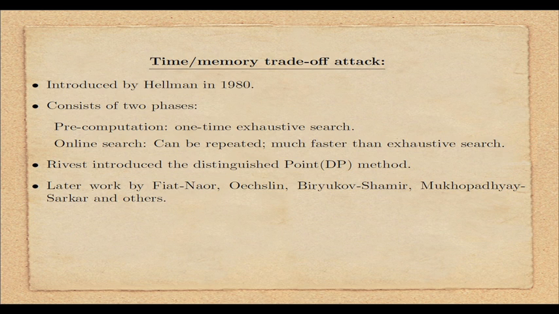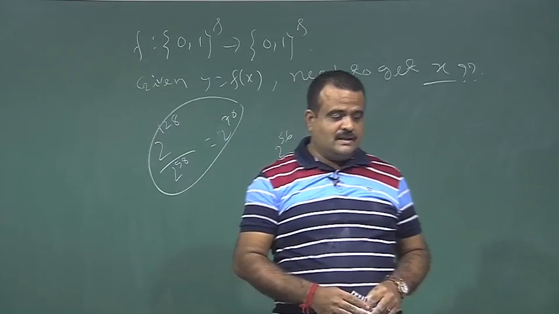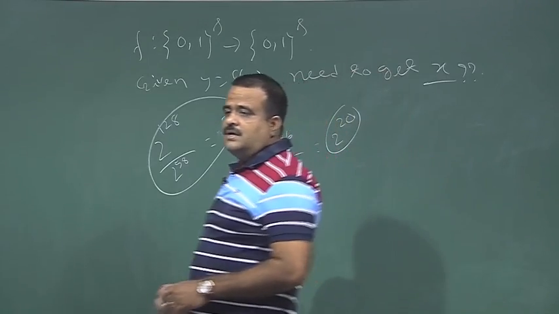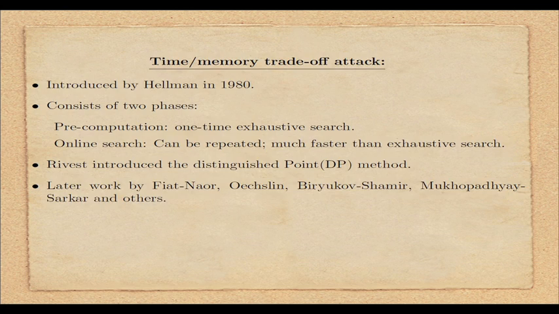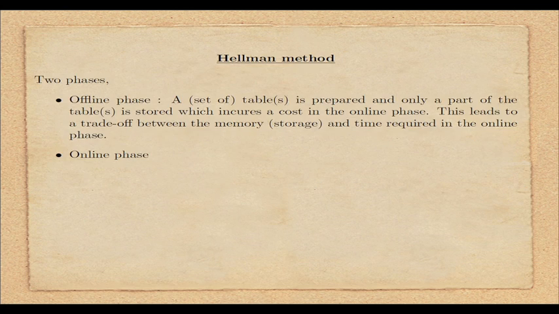Hellman introduced this time memory trade-off attack in 1980, and basically it consists of two phases. One is the pre-computation phase, which we call the offline phase, and another is the online phase. Later on it was modified using the distinguished point, and then later on there was some work, and we also have some contribution in this area. So, let us talk about the Hellman method.